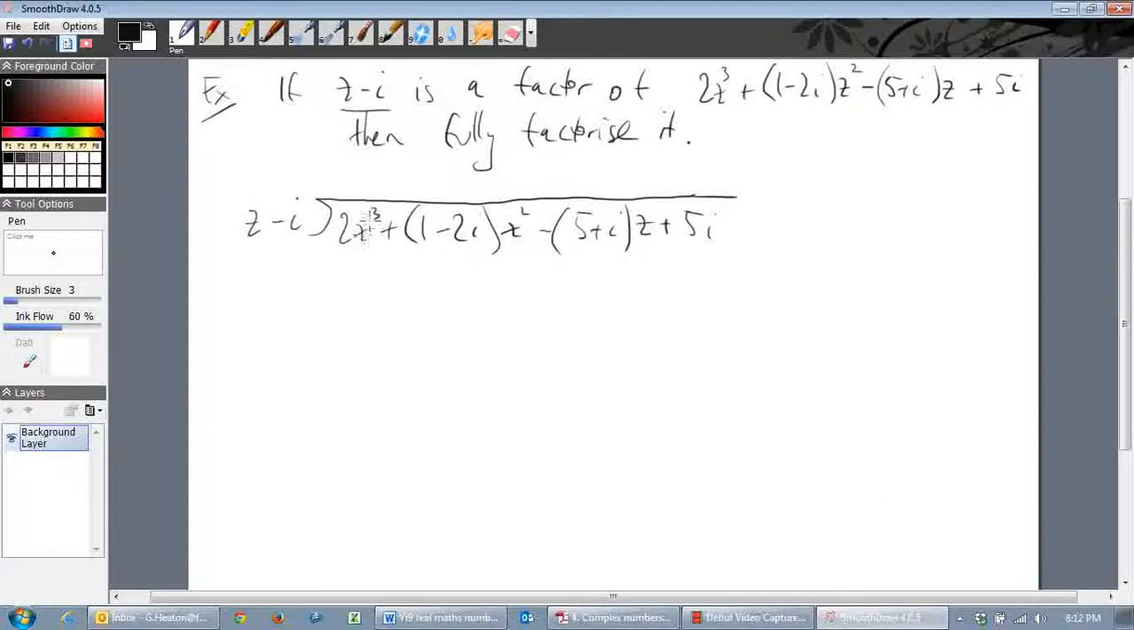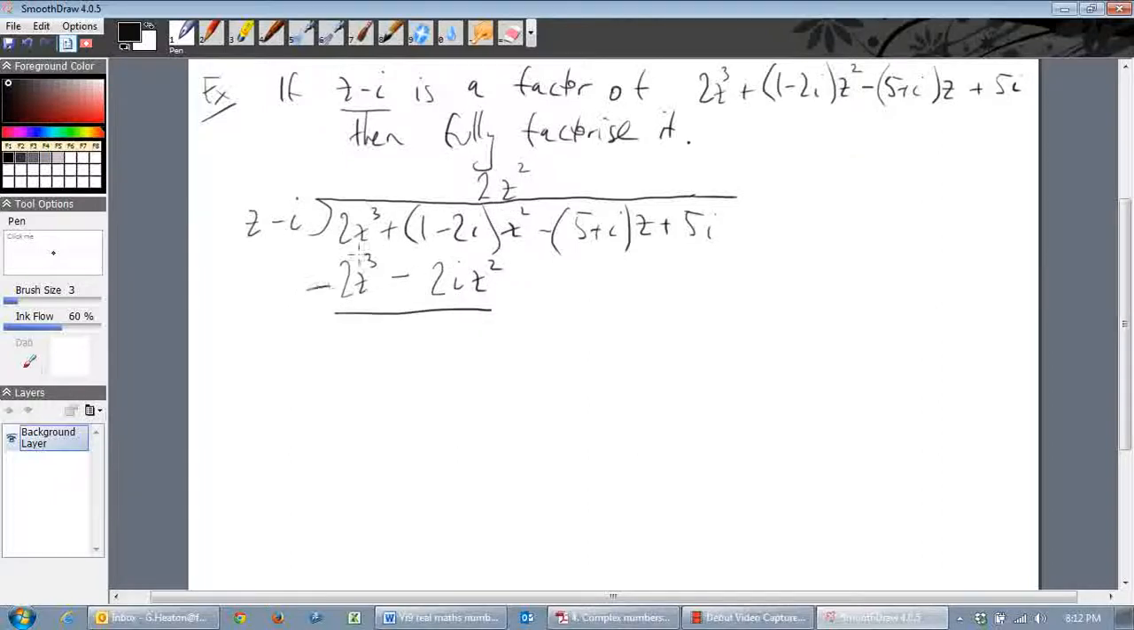Okay, so we've got a z there. How do we create 2z cubed? We need to multiply it by 2z squared. So here's our z squareds up here, so 2z squared. Let's multiply that by that. We get 2z cubed minus 2i z squared. Just let me check, don't want to make a mistake. 2i z squared. Yep, that's right.